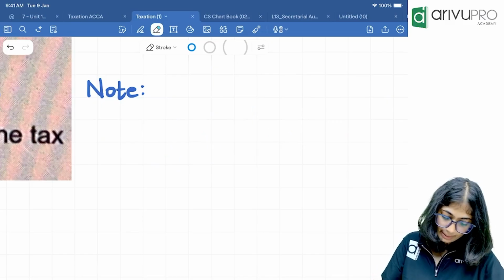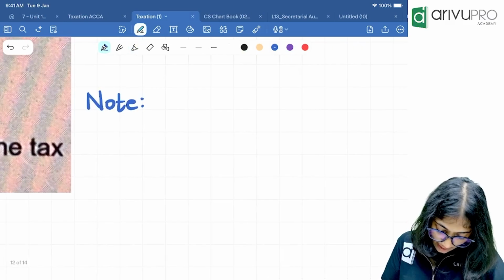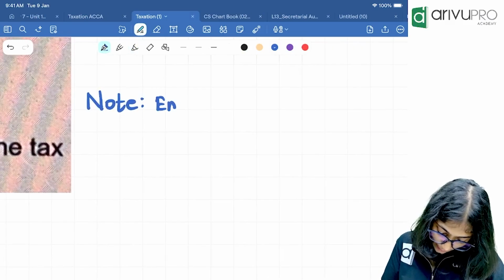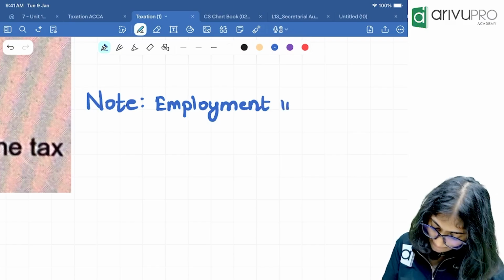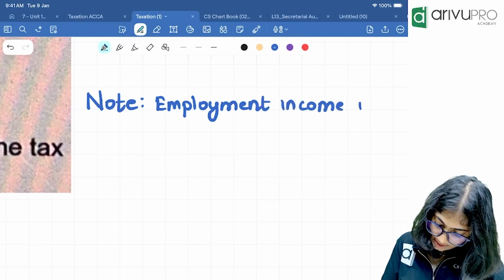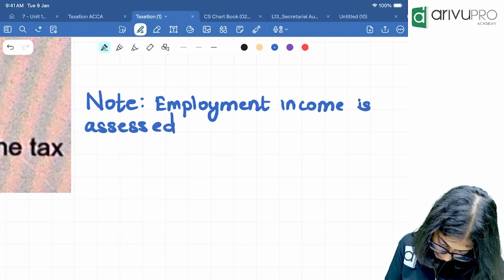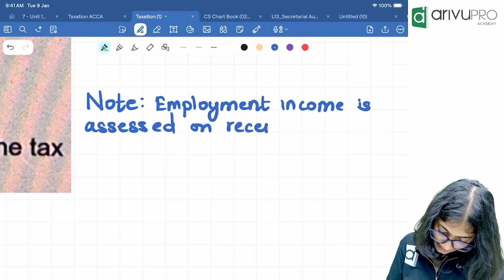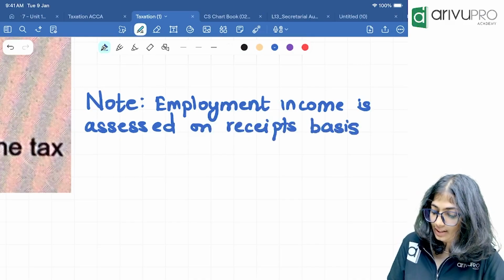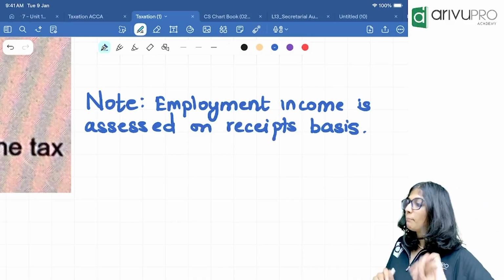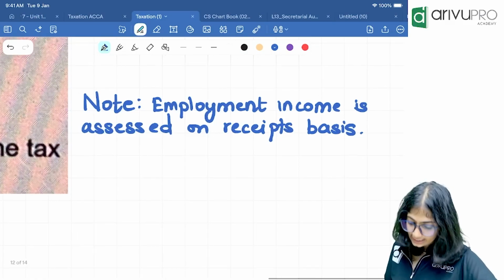You can just write an explanation that, hey, employment income is assessed on receipts basis. That is when you actually receive the employment income, the salary, bonus, whatever it is. It is on a receipts basis.